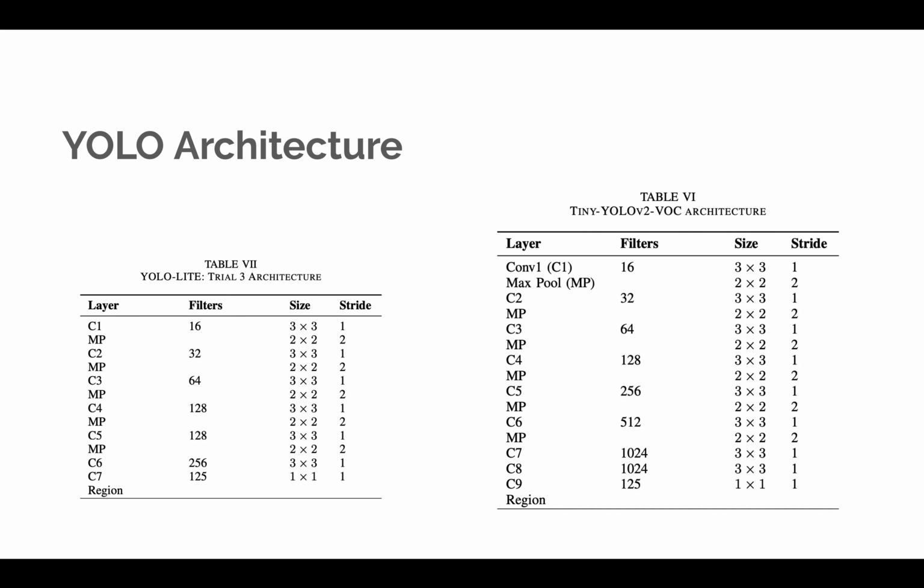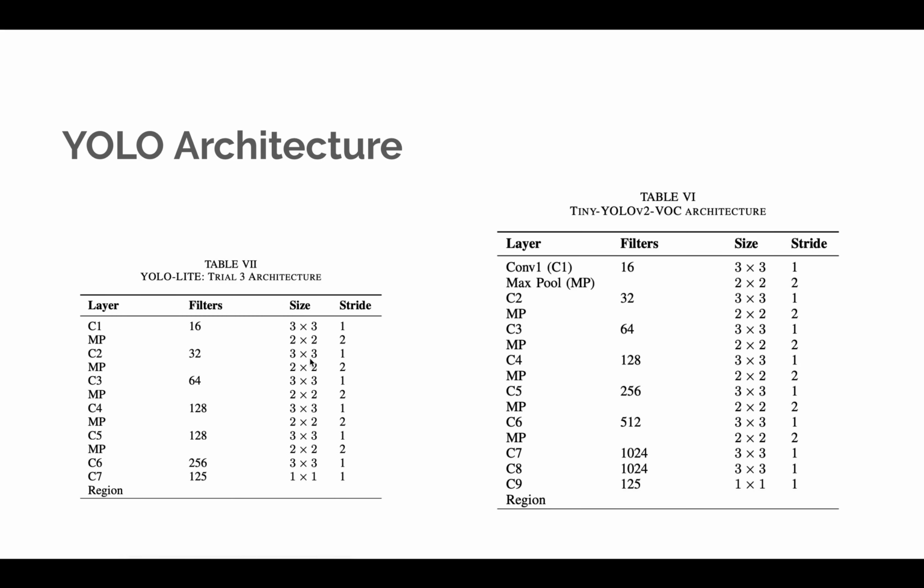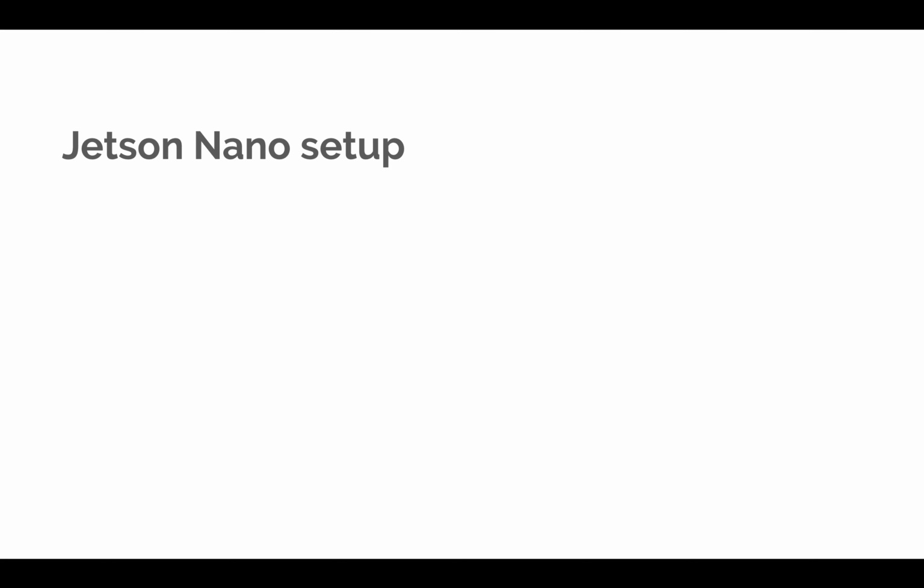Briefly showing the architecture, here is the tiny YOLO architecture. There are 7 layers, C1, C2, C3, C4, C5, with filters, and the filter size at every level is shown here. I'm not going into more detail about the YOLO architecture, but I'm showing this briefly to set your context on how YOLO is used in the state of the art.